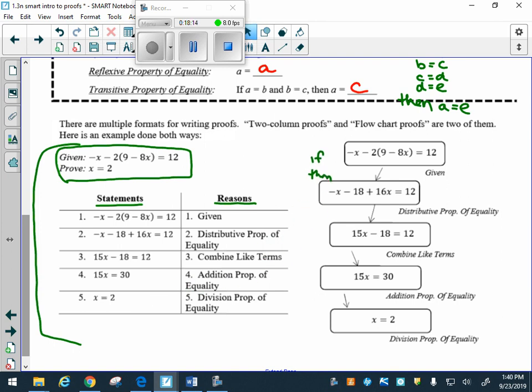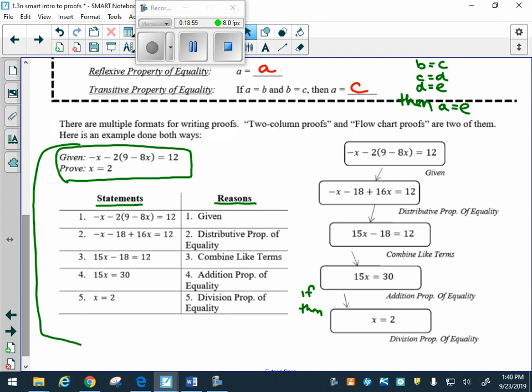A flowchart proof looks like this. Instead of two columns, we've got boxes and the reasons written underneath. So our given statement is in a box. Underneath that, we put our reason: given. Again, I could move this if-then from box to box. If that box is true, then the following box is true, etc. Now, this is a very boring flowchart proof, because it's just a box and then one arrow, and then a box and then one arrow. Algebraic proofs are going to be like that.